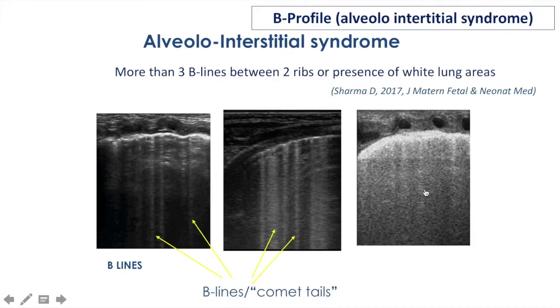Alveolo-interstitial syndrome is defined by the presence of 3 or more B lines between two ribs. We can call them lung rockets. And there are different types of lung rockets depending on their abundance, and they are well correlated with CT scan appearance. Here you can see septal lung rockets, well separated, and here ground glass lung rockets. They are correlated with the severity of alveolo-interstitial syndrome.